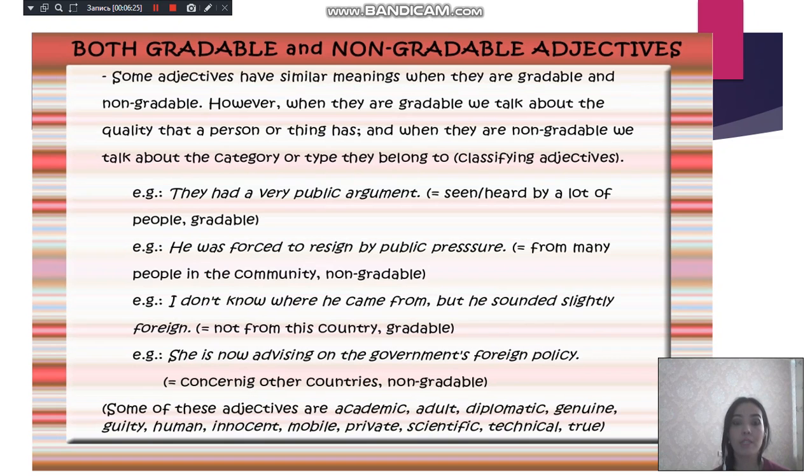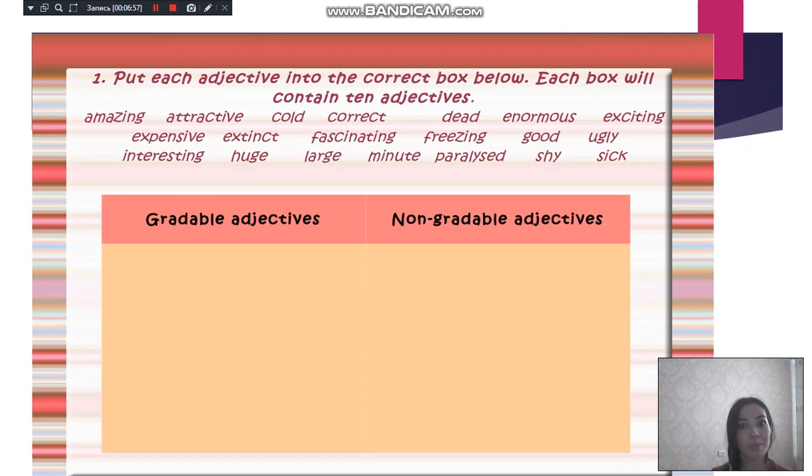Some adjectives have a similar meaning when they are gradable and non-gradable. However, when they are gradable, we talk about the quality that a person or thing has. And when they are non-gradable, we talk about the category or type they belong to. For example, they had a very public argument. It is gradable in this example. He was forced to resign by public pressure. Here the example is non-gradable.